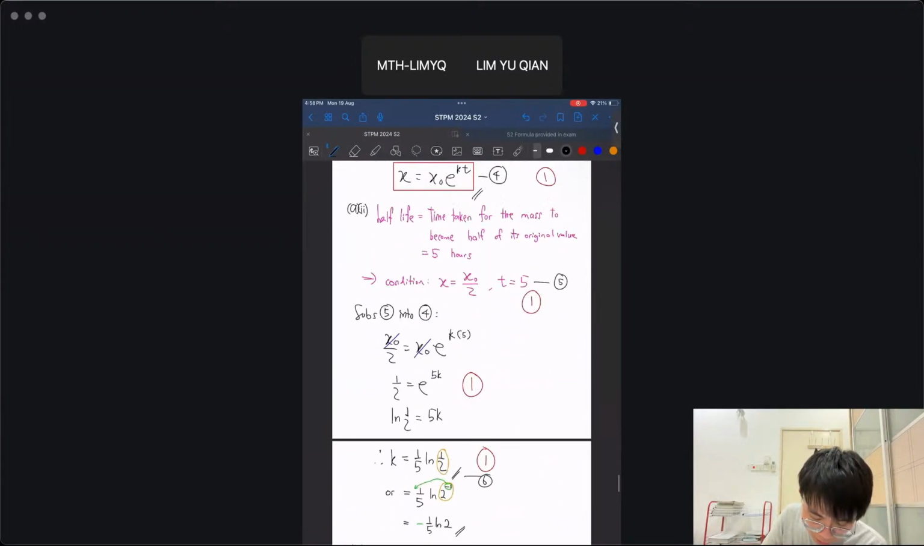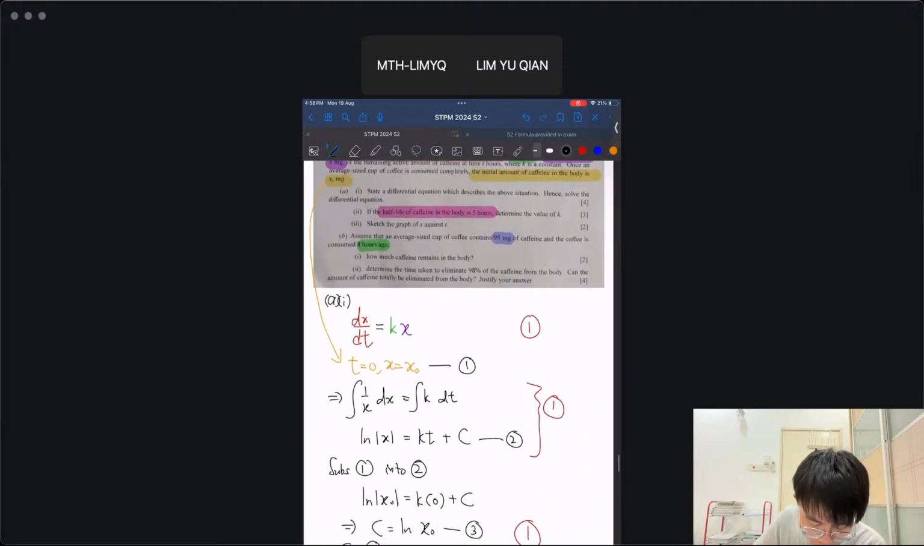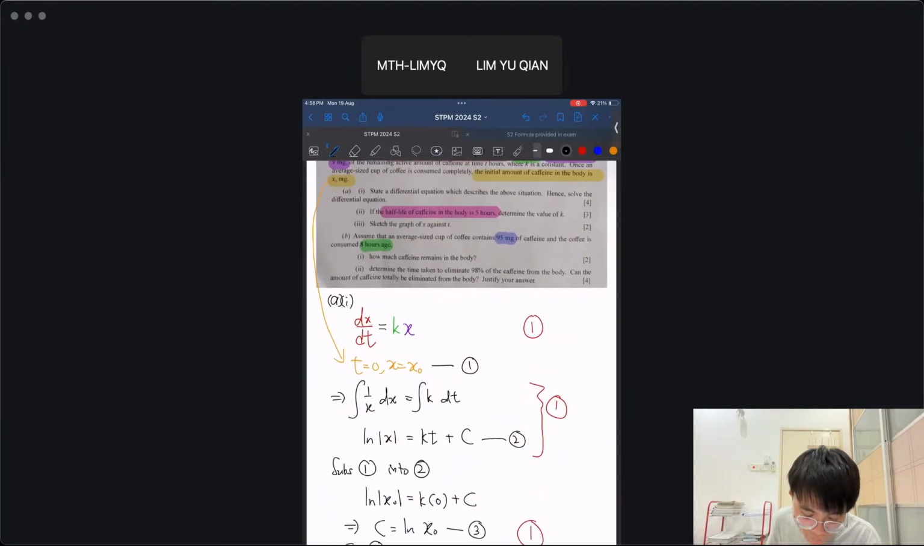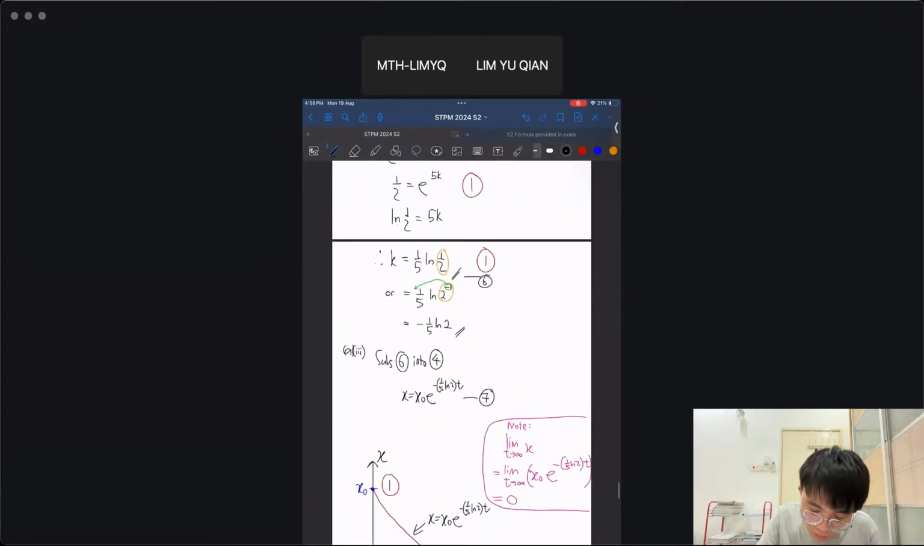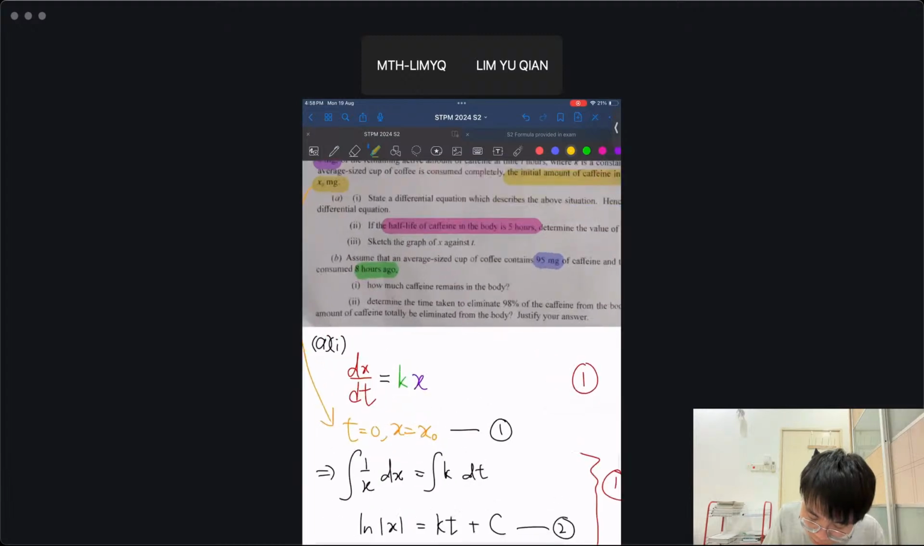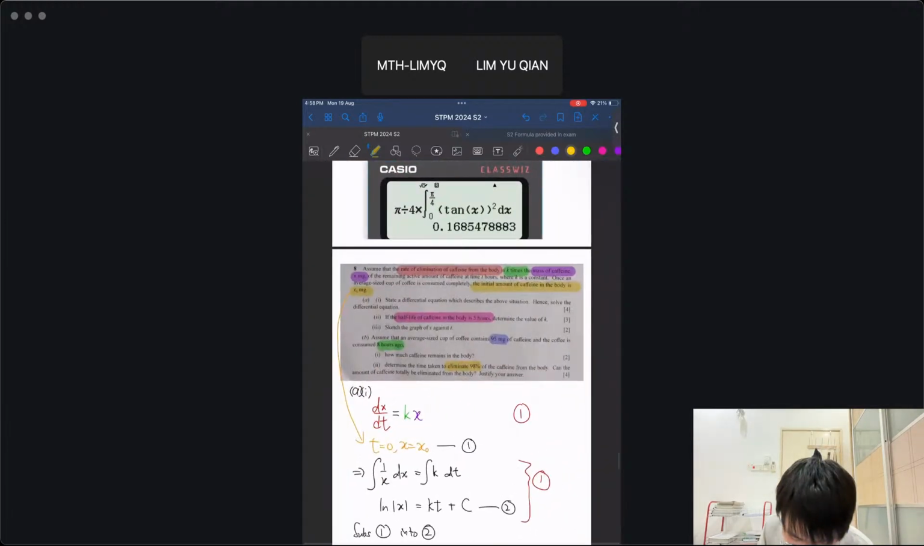And then the last part, question II. Determine the time taken to eliminate 98% of the caffeine from the body. Can the amount of the caffeine be totally eliminated from the body? Justify your answer. Totally, 100%, it's impossible. The time should go to infinity. So this is impossible for part B, the last part. So let's calculate 98%. It said eliminate 98%, which means how much is left? Only 2% is left.